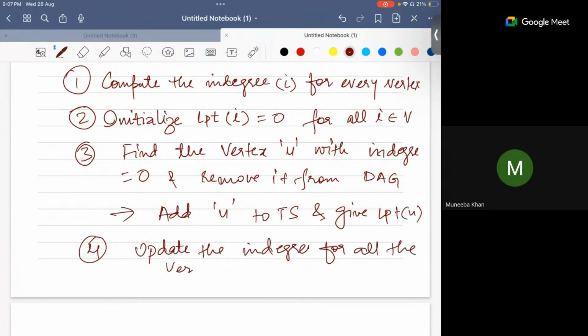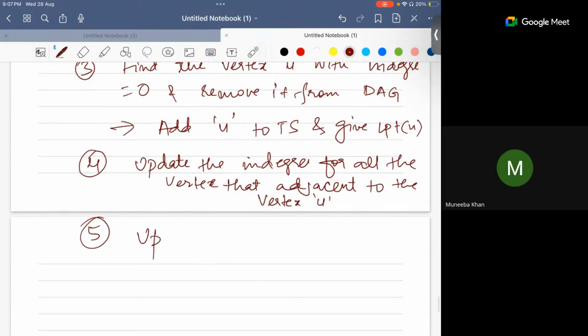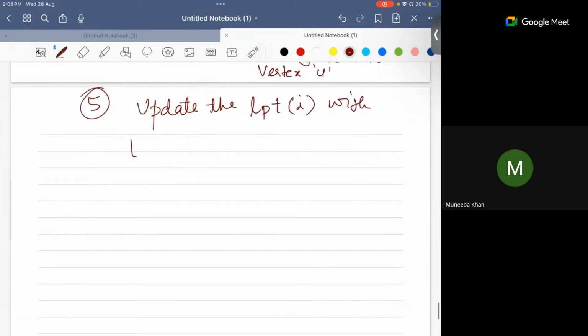The only new thing that we are doing is, for vertices that are adjacent to vertex U, after updating the in degree, you have to update the longest path, that length also, LPT, to that I. LPT of I is equal to the maximum of LPT of I or 1 plus LPT of U.